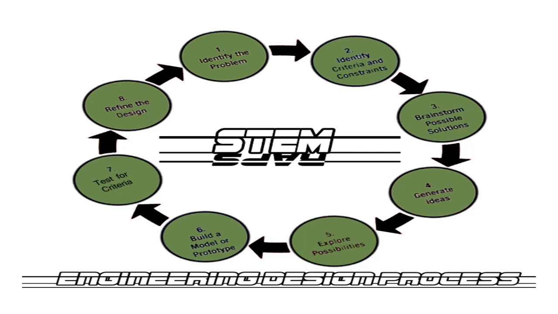In step 6, build a model or a prototype. Just discussing scale models. What scale is it to? What is your prototype? What is it made out of? A lot of times for step 6, I'll have the students make a materials list. What do they need? They make a checklist to be organized in their thoughts.